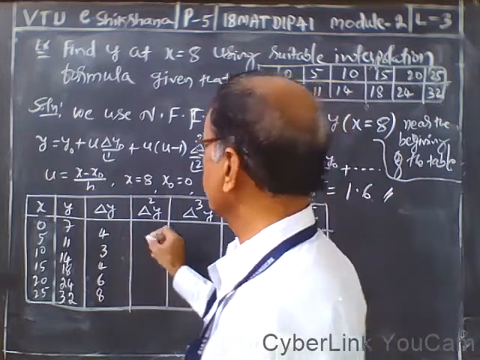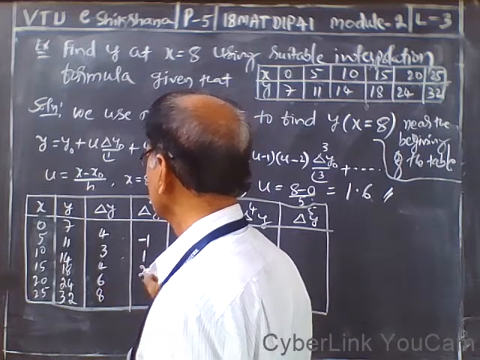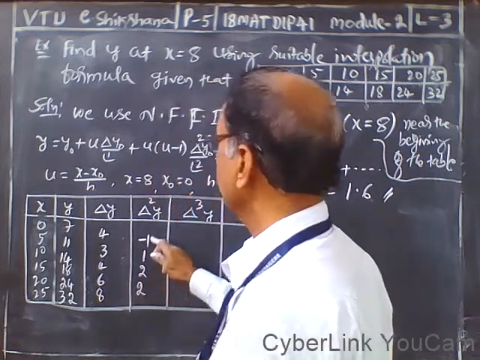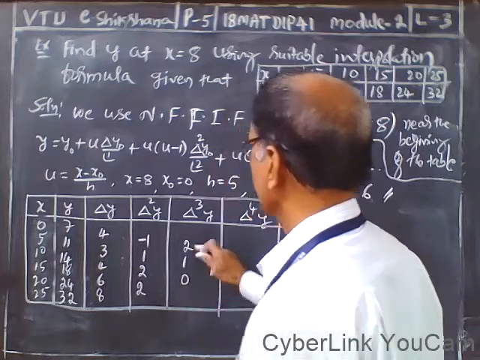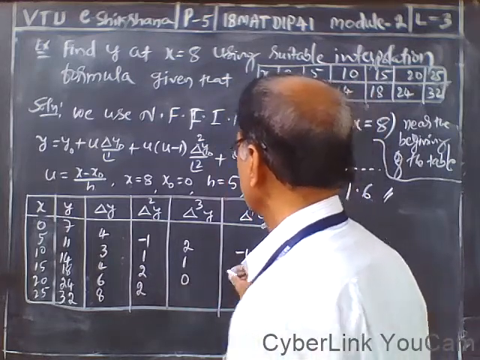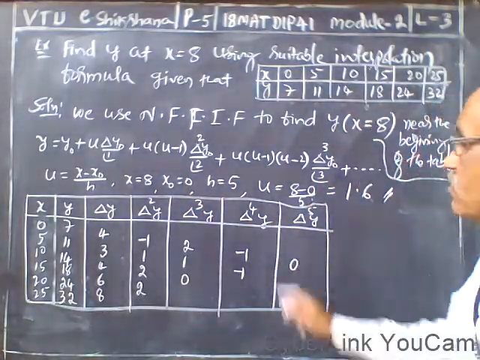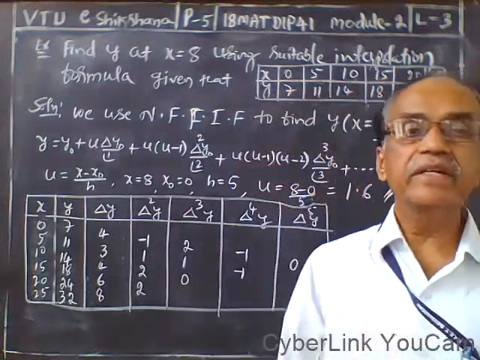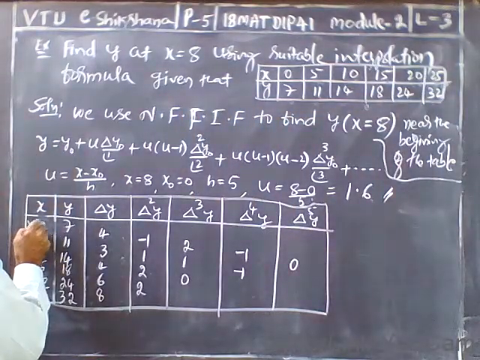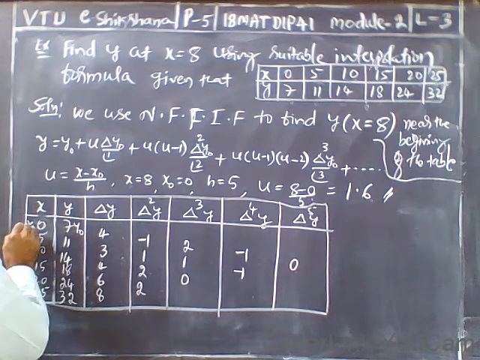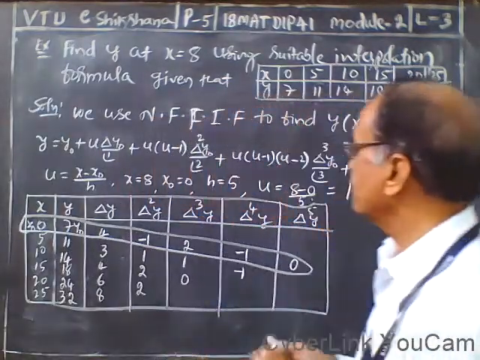Now the difference between these numbers: 3 minus 4 is minus 1, 4 minus 3 is plus 1, 6 minus 4 is 2, 8 minus 6 is plus 2. Then 1 minus of minus 1 is 2, 2 minus 1 is 1, and 2 minus 2 is 0. Then 1 minus 2 is minus 1, and 0 minus 1 is minus 1. Then minus 1 minus plus 1... minus of minus 1 becomes plus 1, and the final value is 0. Therefore the top diagonal values, this is x naught, this is y naught, are to be used in Newton's forward interpolation formula application.